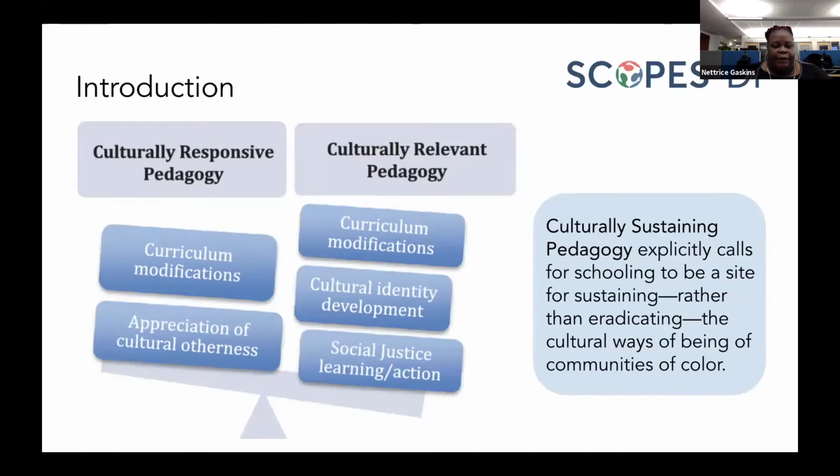For culturally responsive pedagogy, there are curriculum modifications to make it more culturally responsive, and an appreciation of cultural otherness, or inclusion of different cultures. On the culturally relevant side, you add on social justice learning and action, which is additional to what we have on the far left. Culturally sustaining pedagogy calls for schools to be sites for sustaining, rather than eradicating, the cultural ways of being of communities of color. So these are three different areas that are linked, but come from different points of view or have different areas of study.